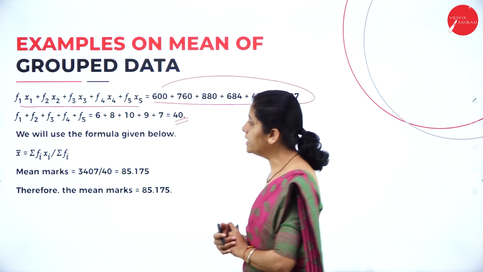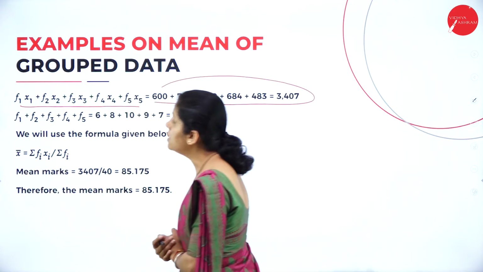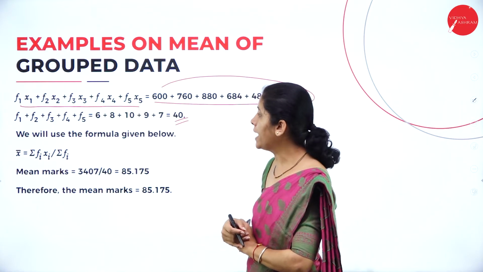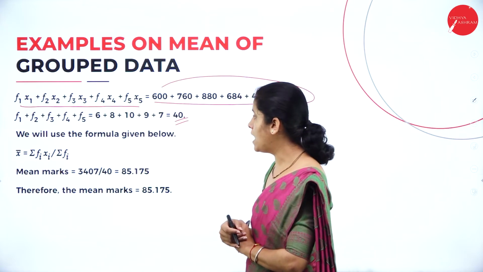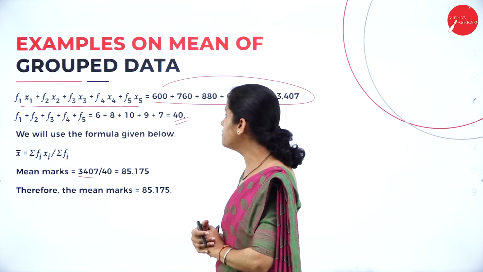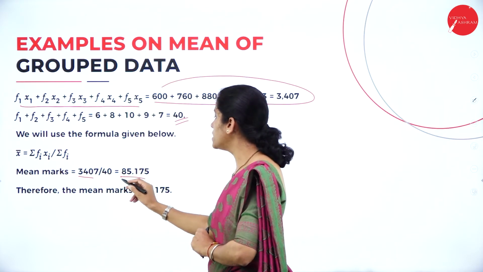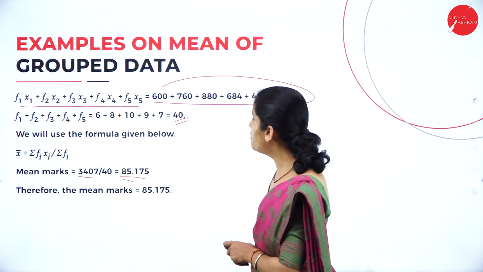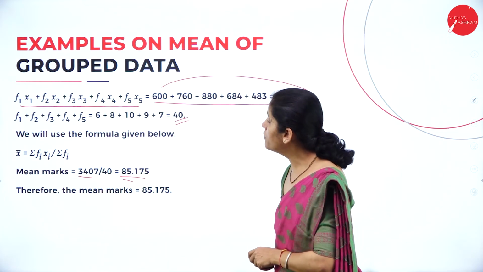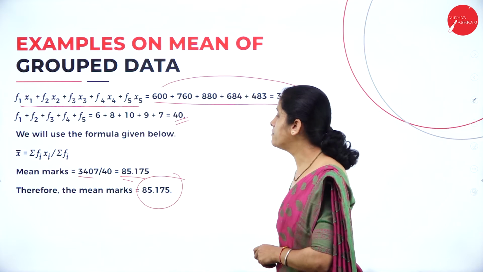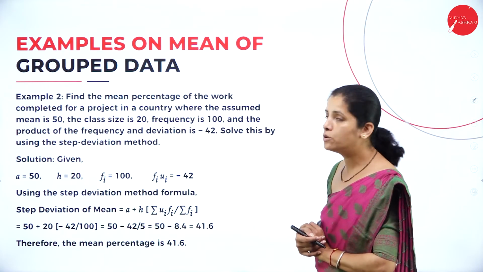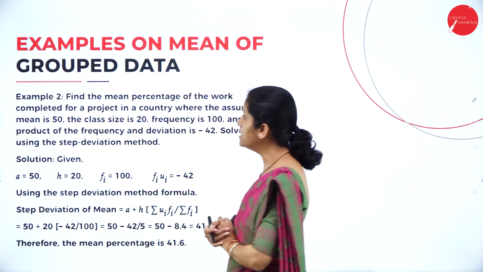Now, dear student, see, what is the formula? X bar equals summation of fi into xi divided by summation of fi. So it is 3407 divided by 40. What is the answer? 85.175. Therefore, the mean of the given data is 85.175.